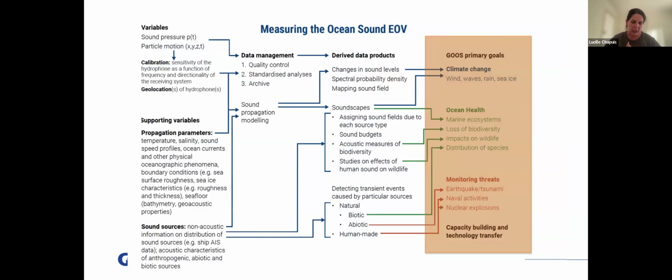So this is a map of the Ocean Sound EOV, which we are not going to go through in detail today, but I would like to point your attention to the highlighted zone on the right, which shows the GOOS primary goals, and how some of the goals can be achieved by measuring ocean sound. So we talked about that before: climate change monitoring, by monitoring the wind, the waves, the rain, and the sea ice. Ocean health, by recording marine ecosystems, loss of biodiversity, impacts of noise on wildlife and distribution of species. And finally, monitoring some threats like earthquakes and tsunamis, naval activities and nuclear explosions. Next, please.